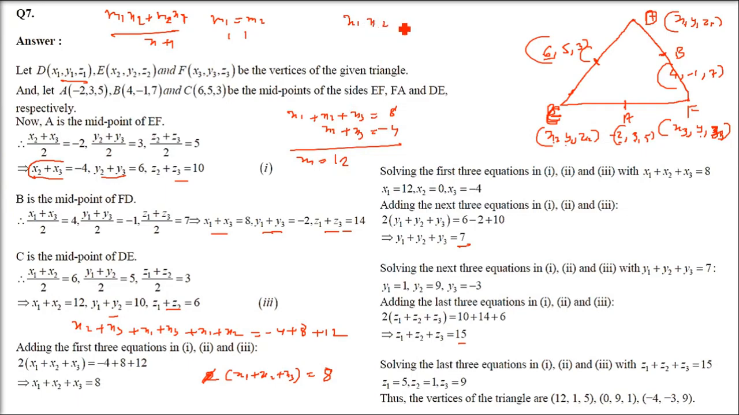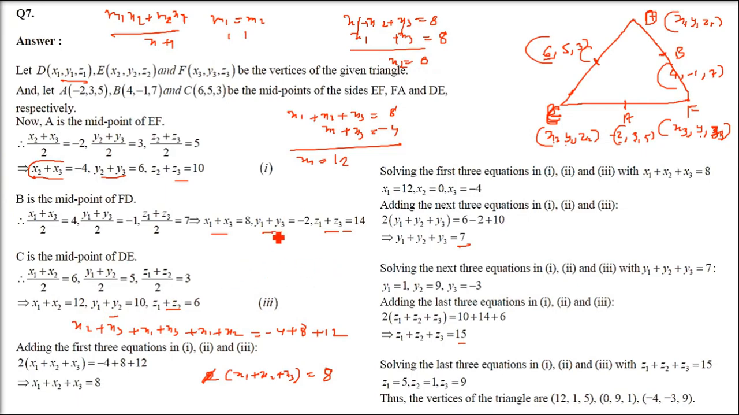So now take this again, x1 plus x2 plus x3 equals 8. Now take the second equation. That is x1 plus x3 equals 8. Now you will get x2 from here. This x2 gets cancelled, 8 minus 8 is 0. So you have x2 as 0.